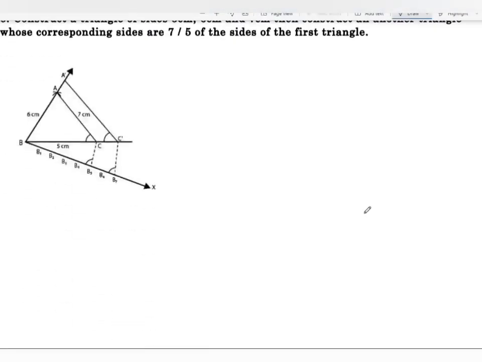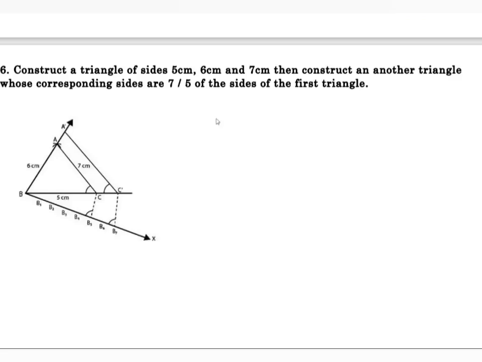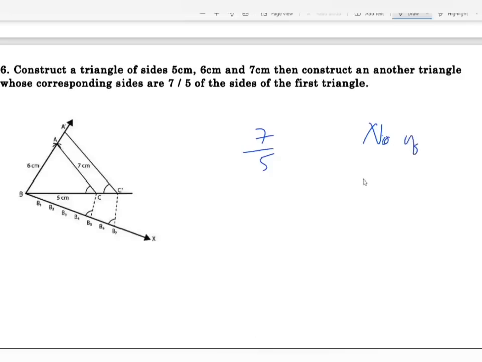So you can try this question. The ratio is 7/5. Number of arcs equals 7. Which point should be joined to C? Point B5, because the number 5 is in the denominator. Okay, don't get confused in the exam.